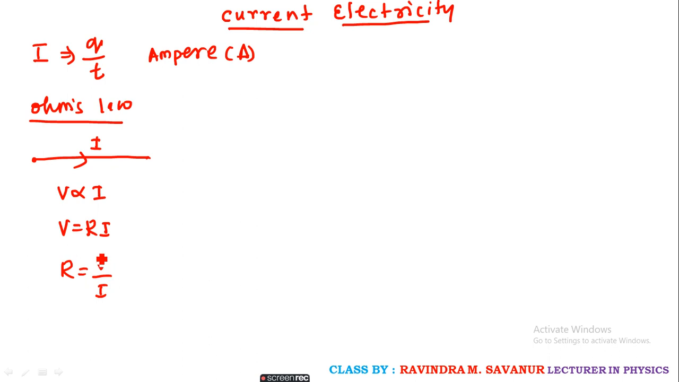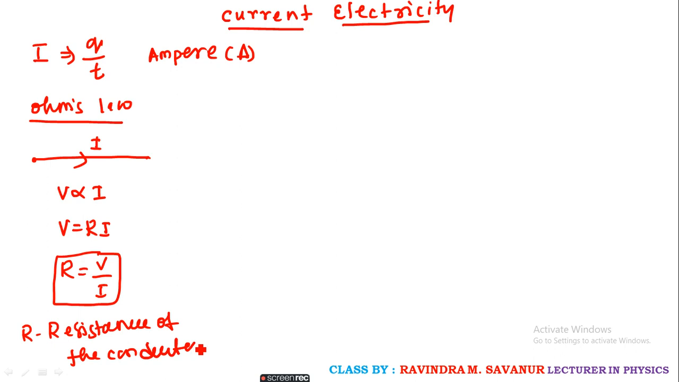Therefore R equals V by I. Here R is the proportionality constant, and it is known as the resistance of the conductor. What is this resistance? That was also explained in the last class. Resistance is the inherent property of the conductor which always opposes the flow of electric charges, and the unit of resistance is the ohm.